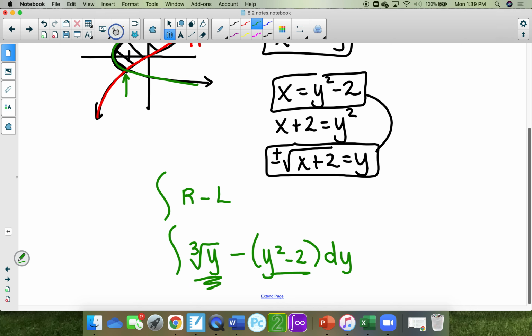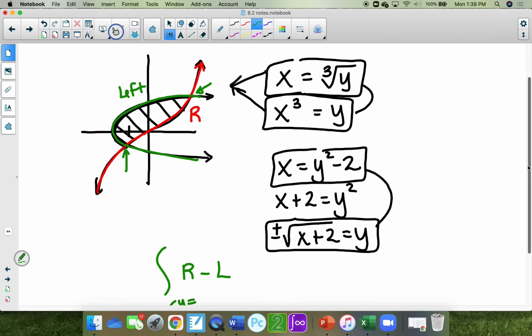Everything needs to be in terms of y if you're going right minus left. Do you see that? And if these are y's, these also have to be y values. So how do you get the y values? Again, I'm just going to set them equal to each other.